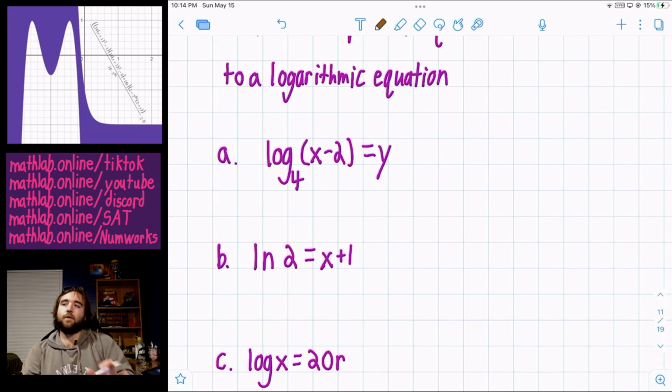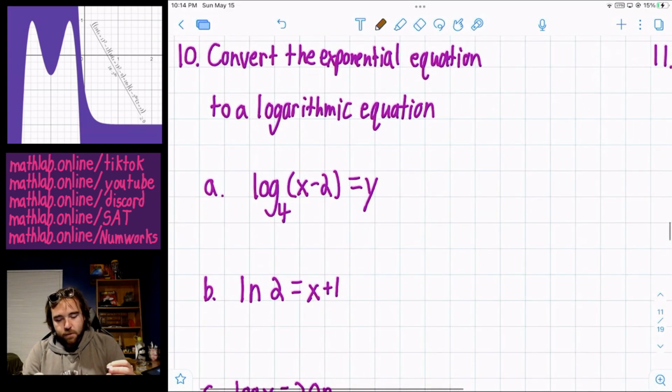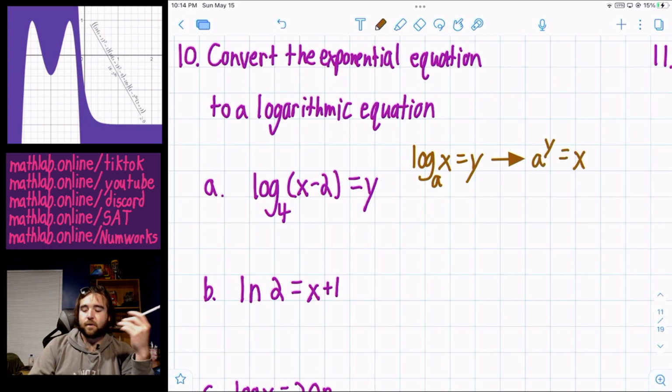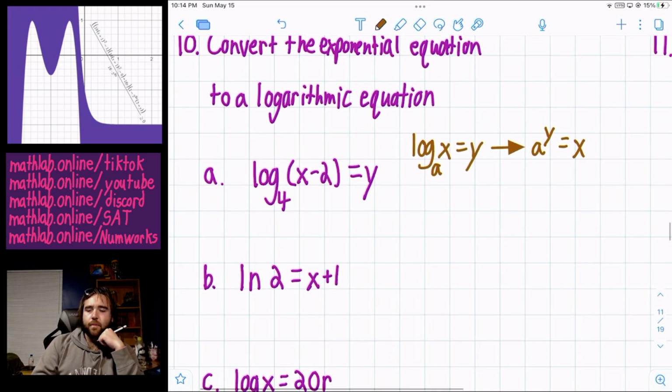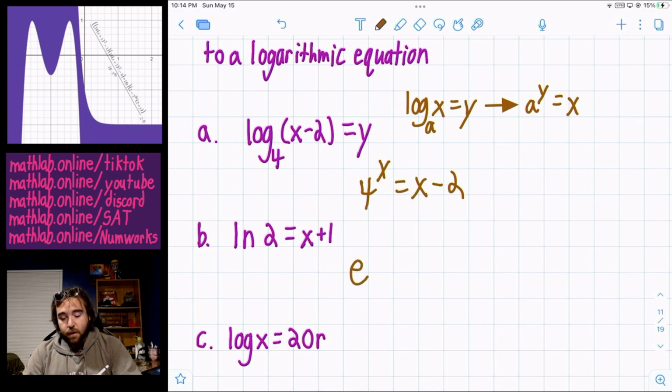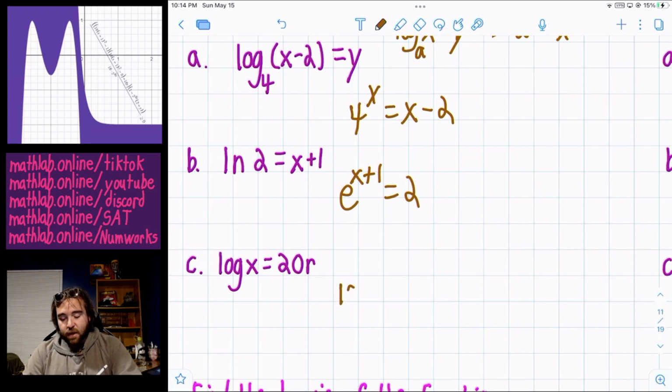All right, and then here, just nice and simple, going back and forth. So I'll go ahead and write down that log base a of x equals y. We can change that to a to the y equals x. So we're just going to apply that property for all of these. So 4 to the y equals x minus 2. E to the x plus 1 equals 2. And 10 to the 2r equals x.